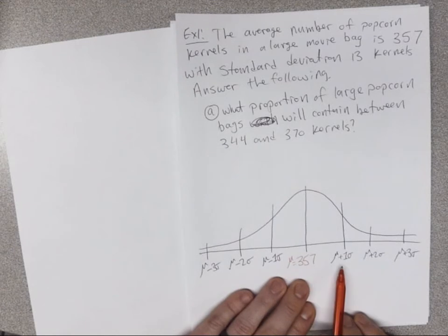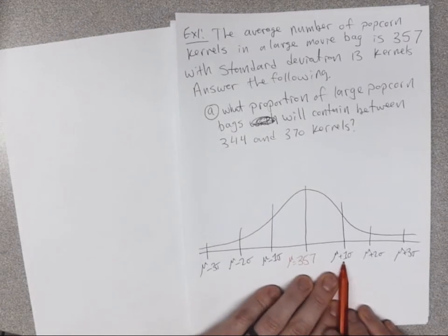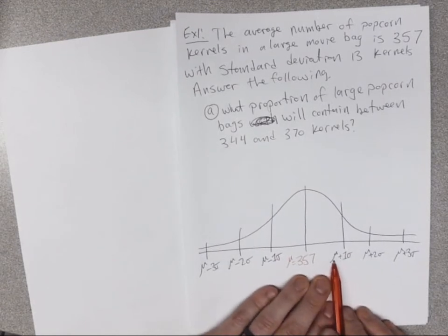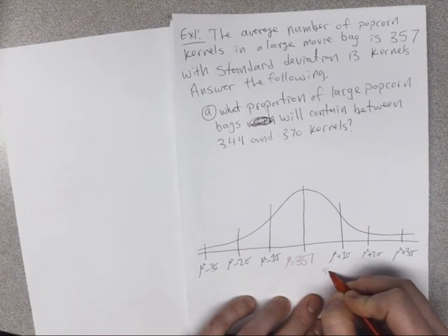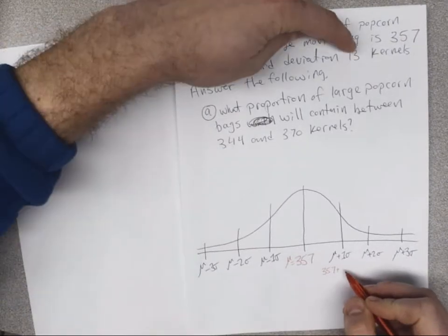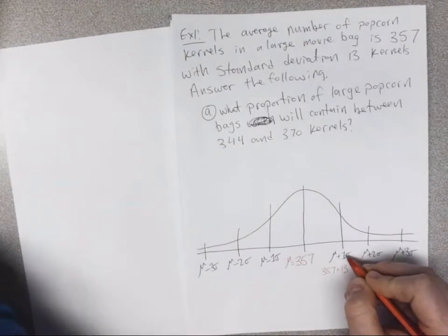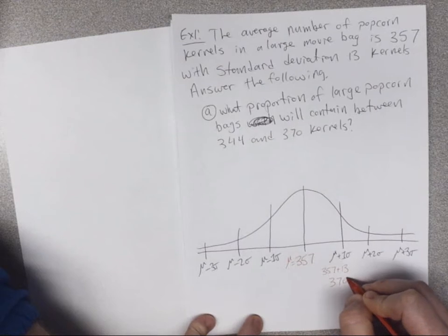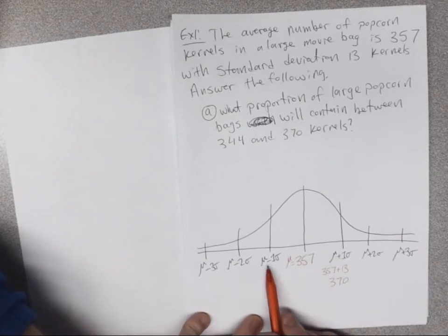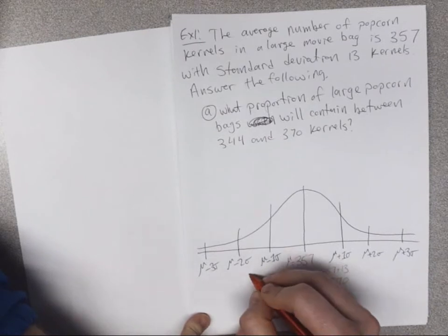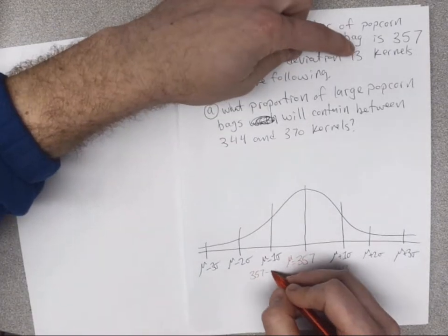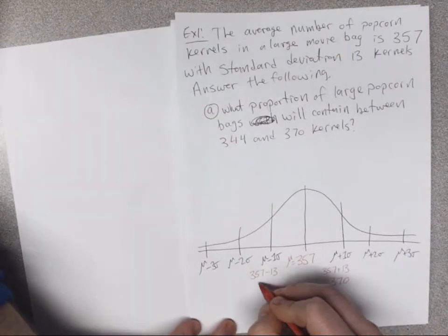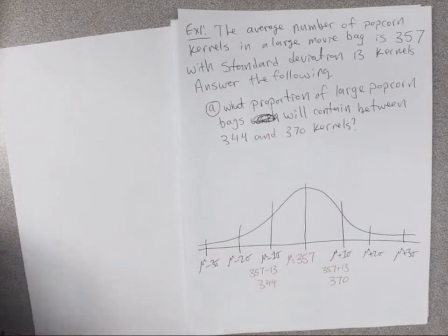So mu is 357. To find plus 1 standard deviation away, I take the mean, mu, and add 1 standard deviation. So the mean was 357 plus 1 standard deviation, which is 13. So plus 13. That means this is 370 here. Now let's find minus 1 sigma. This means it's mu, which is 357, minus 1 standard deviation, which is 13. That equals 344.